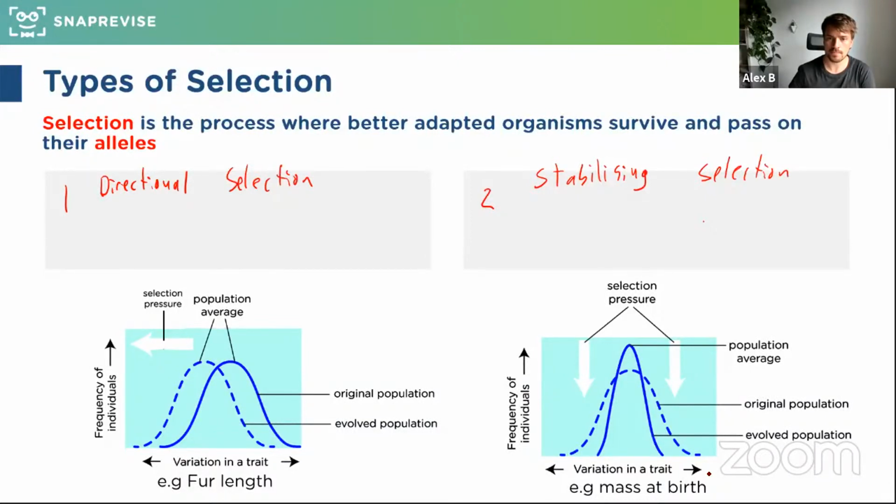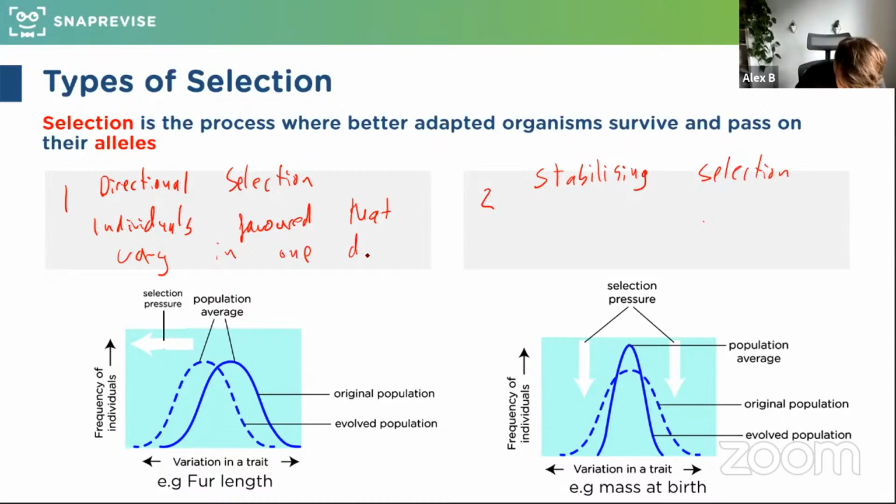Hi Rush, how you doing? So yeah, what can we put for these ones? Directional: individuals favored that vary in one direction from the mean. And stabilizing: individuals favored that are the mean, or yeah, let's put it like that.